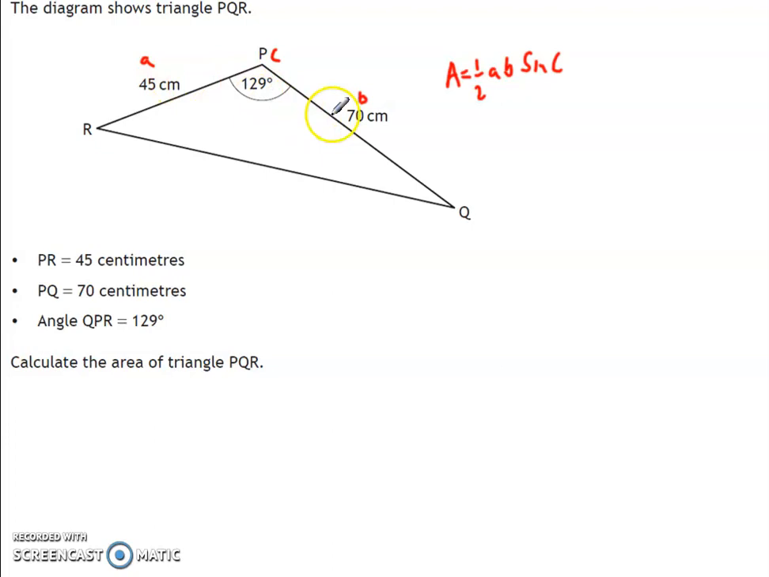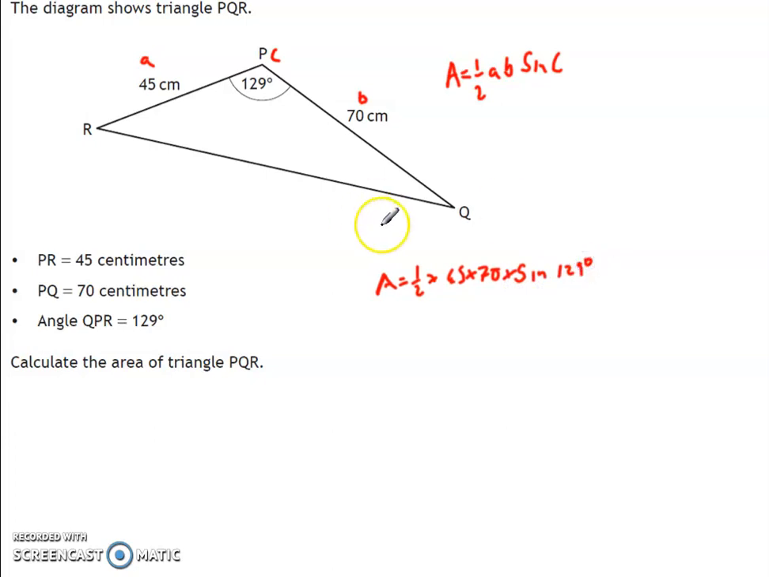Now a point to note here, the a and the b, I've marked them here as 45 and 70 respectively. If I mark them the other way around, because it's multiplication between them, it wouldn't make any difference to the calculation whatsoever. It would just be written the other way round. What I can do now that I've got all of these values is simply substitute them into this formula and perform my calculation. So I know that the area is equal to a half times a, which is 45, times b, which is 70, times sine C, so times sine of 129.